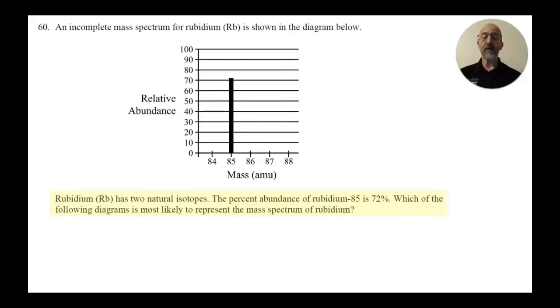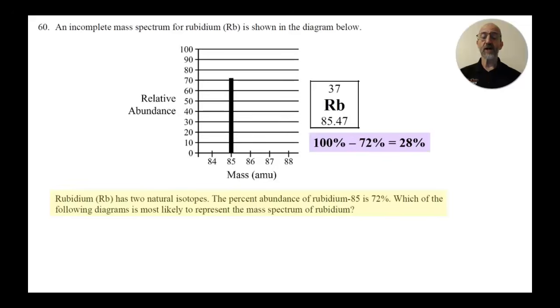So when I look on the periodic table, I find that the average atomic mass of rubidium is 85.47, so I will use that information. And I know that since one isotope has a percent abundance of 72%, that means that the other isotope has a percent abundance of 100 minus 72, or 28%. Now, what I will do is set up an algebraic equation and see if I can solve for the mass number of the other isotope of rubidium.